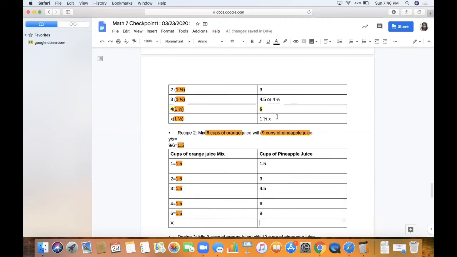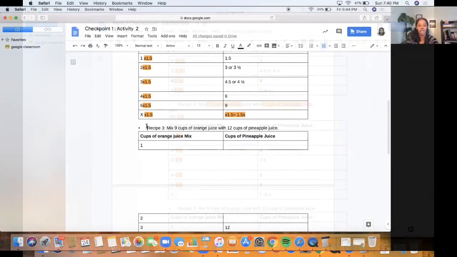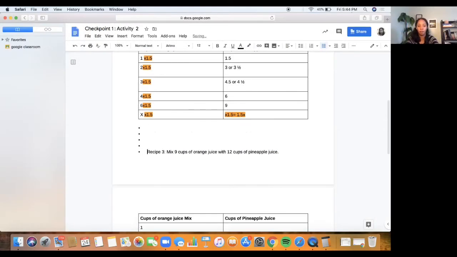And we know that our equation is 1.5x. I mean, our expression is 1.5x. If it's an equation, I'll just have an equal sign. This doesn't have an equal sign this time. Let's look at number 3, which is our final problem.